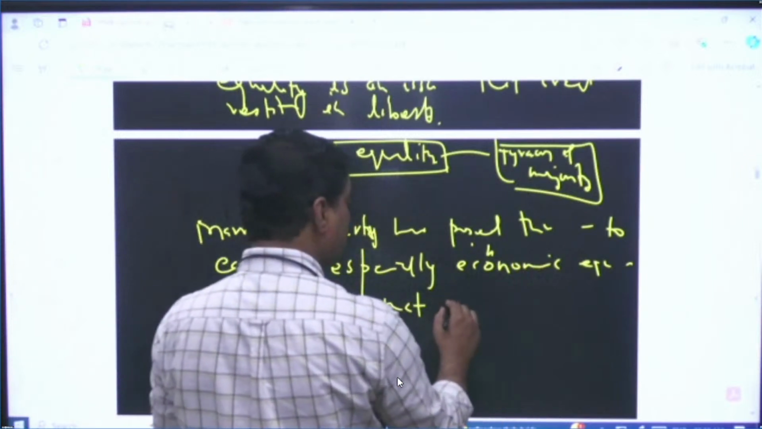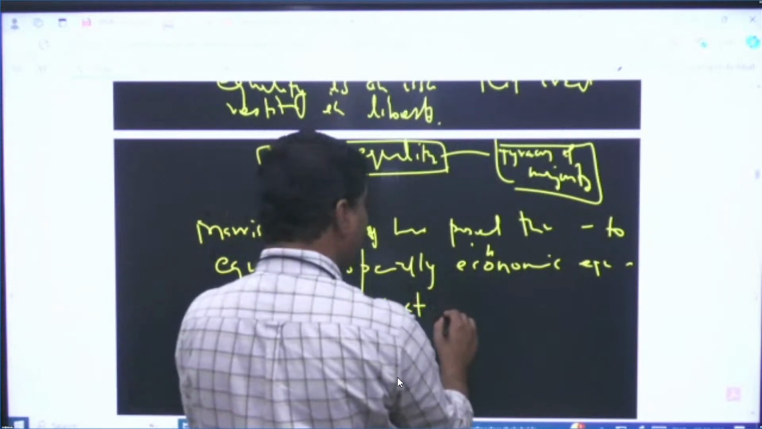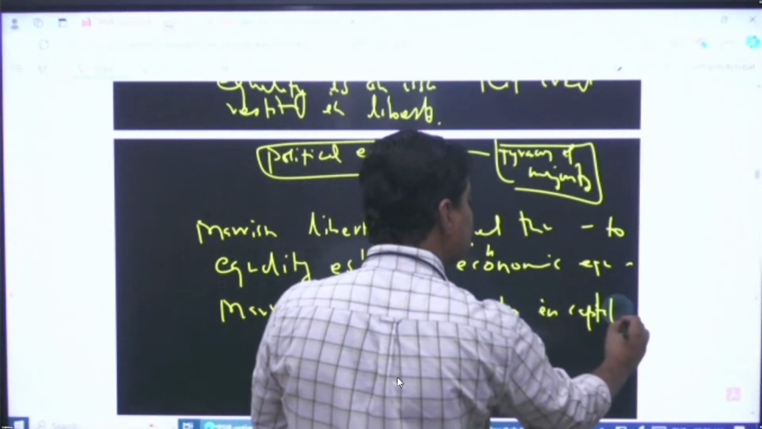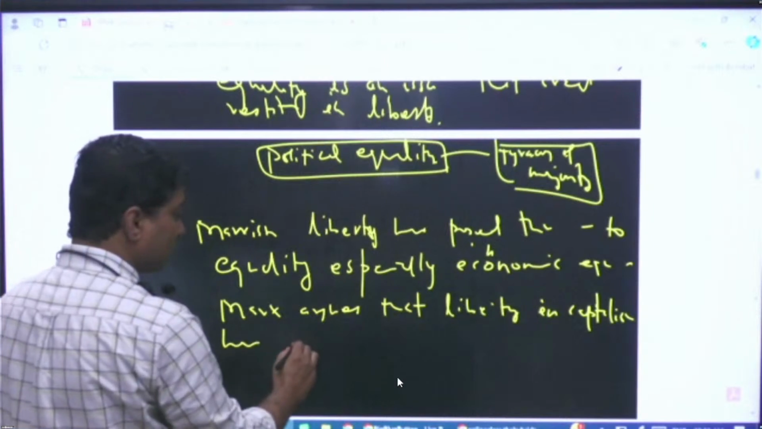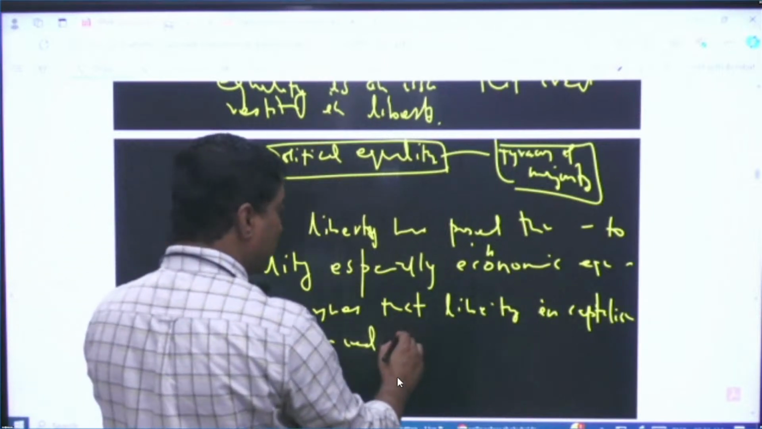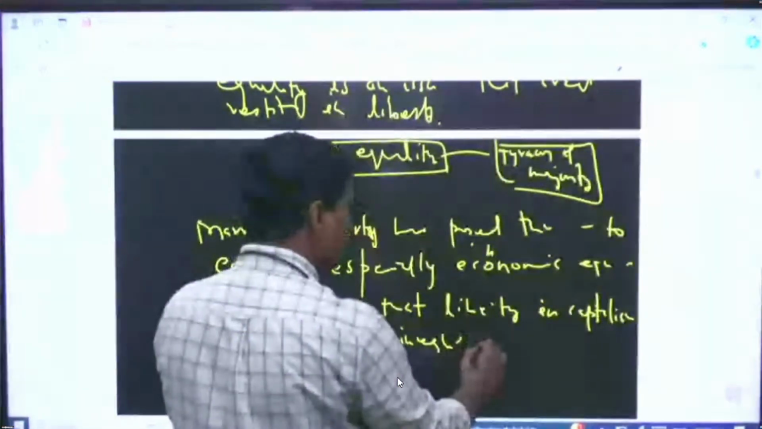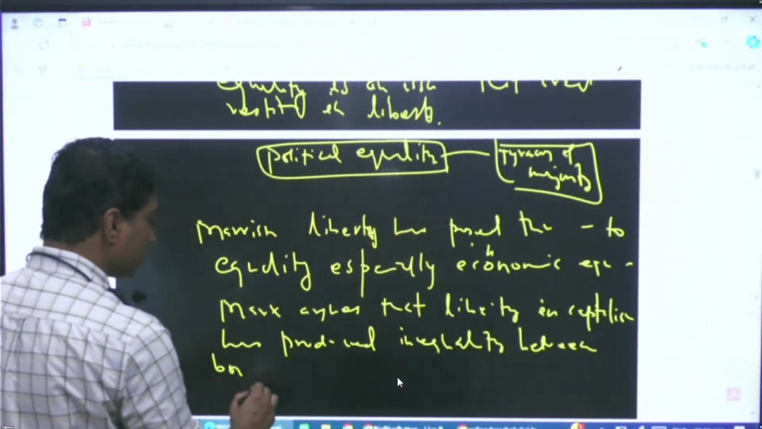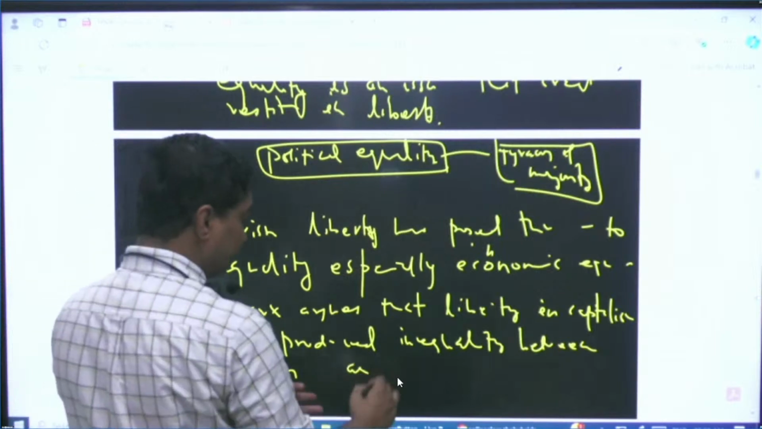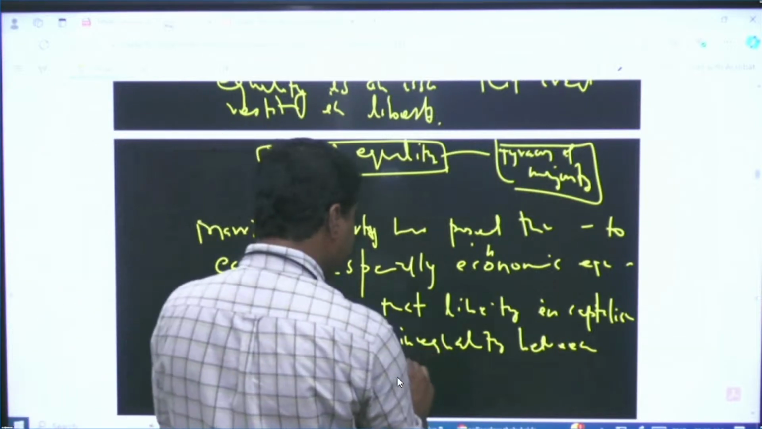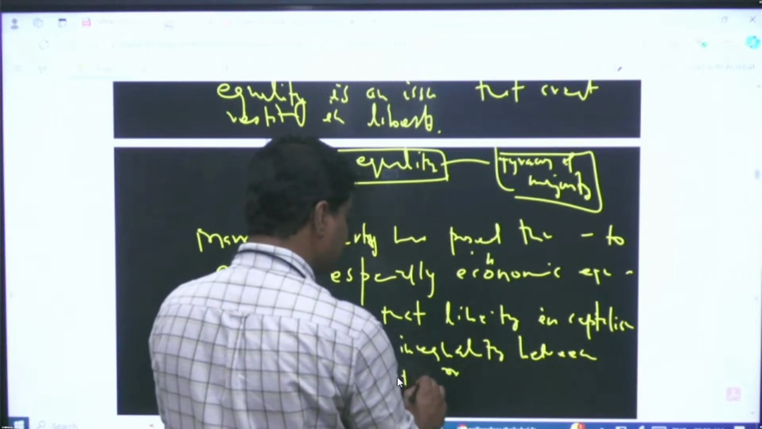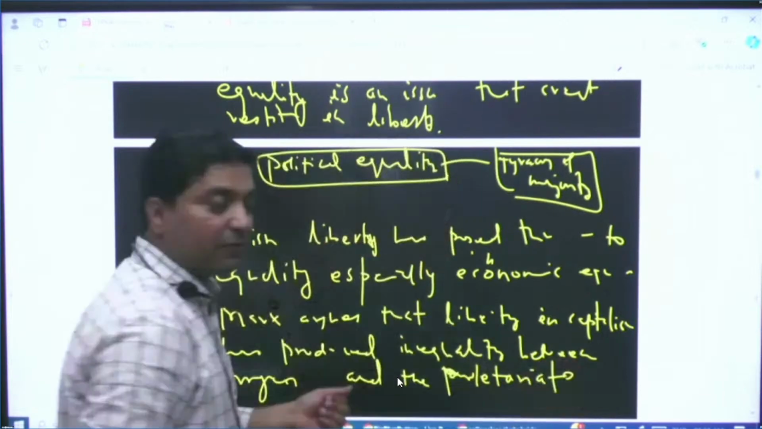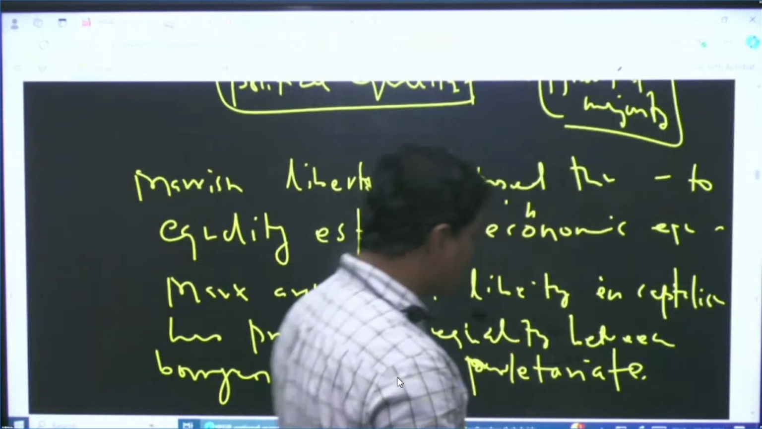Marx argued that liberty in capitalism has produced inequality between the bourgeoisie and the proletariat. Right, I will write less, I'll speak more because there are a lot of issues in writing.